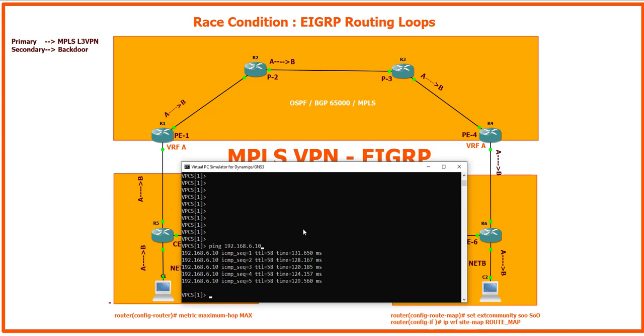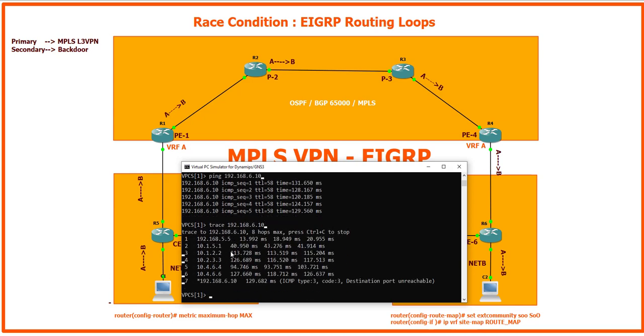And we expect to see the path from the MPLS VPN. Trace 192.168.6.10 from PC1. The traffic goes to router 5 and then router 1, then routers 2, 3, 4, 6, and 10. This means that we are using the MPLS VPN.